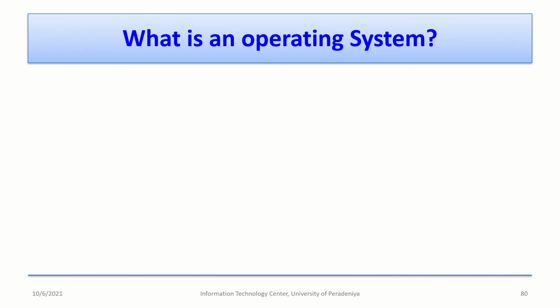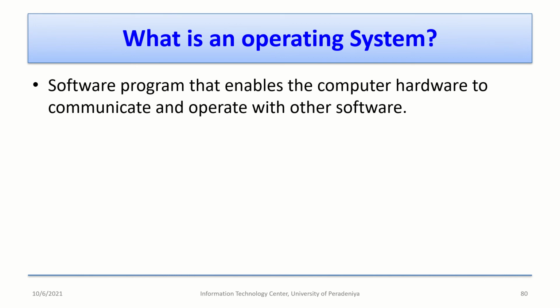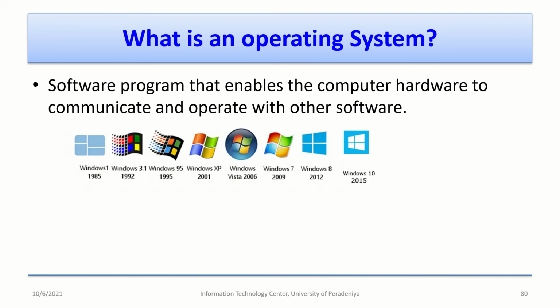operating system. What is an operating system? So an operating system is the software program that enables the computer hardware to communicate and operate with the other software, right? That is, the operating system acts as an intermediary between hardware and the user, right?